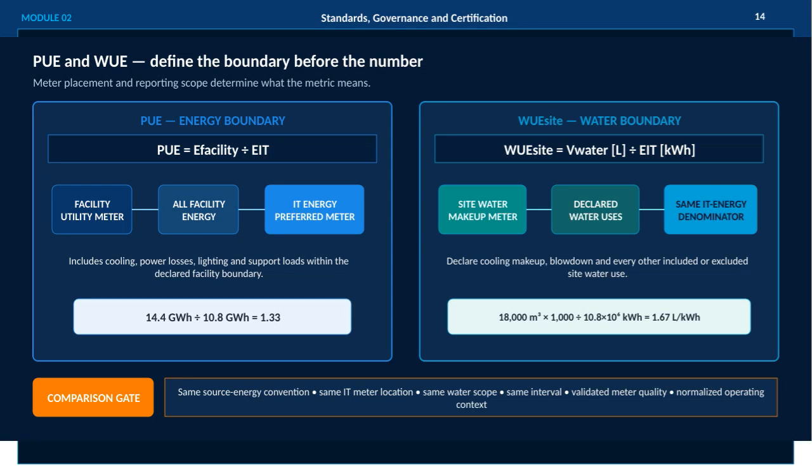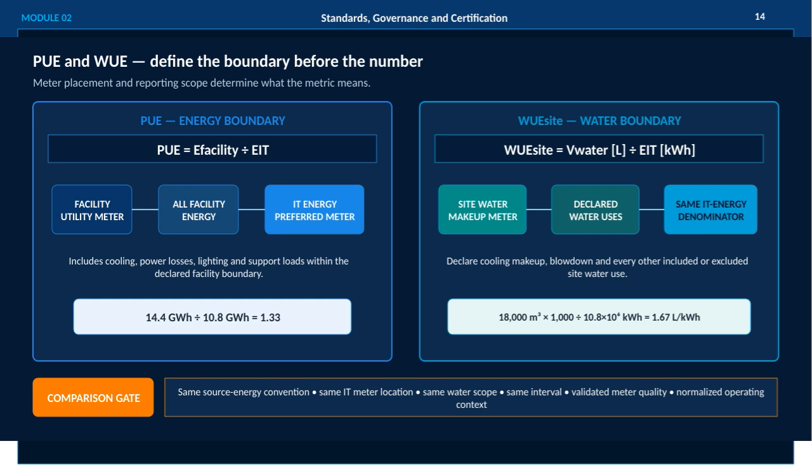When we talk about PUE and WUE, it's crucial to first define the boundary before interpreting the numbers, because the meaning of these metrics depends heavily on meter placement and reporting scope. Starting with PUE, or power usage effectiveness, this metric is calculated by dividing the total energy consumed by the entire facility by the energy used specifically for IT equipment. This includes all energy within the declared facility boundary, such as cooling, power losses, lighting, and support loads. An example calculation shows 14.4 gigawatt-hours divided by 10.8 gigawatt-hours gives a PUE of 1.33, indicating the relative efficiency of the power use.